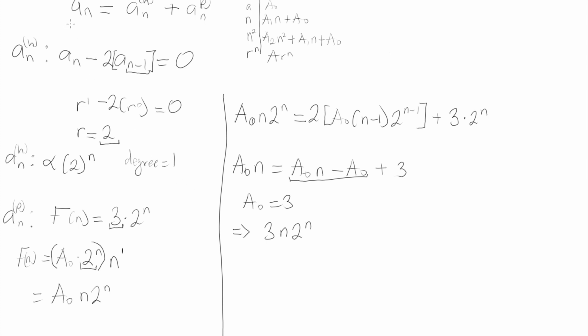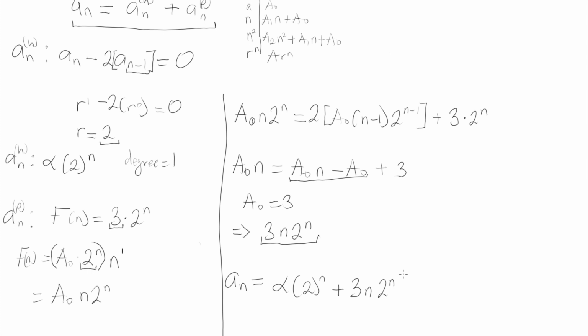Since the solution was the sum of the homogeneous parts and the sum of the particular parts, this is now a particular solution, we could then input it and we will have our homogeneous solution. So a to the n equals the homogeneous solution, which is alpha, then 2 to the n, plus the particular solution, which is 3 and 2 to the n.